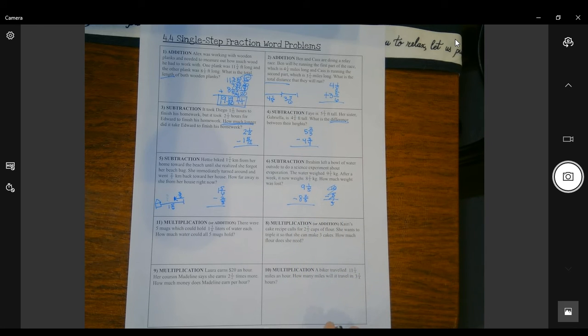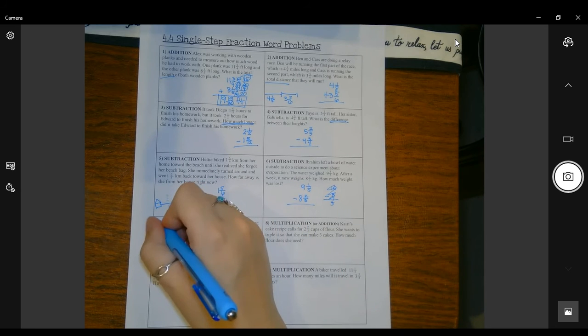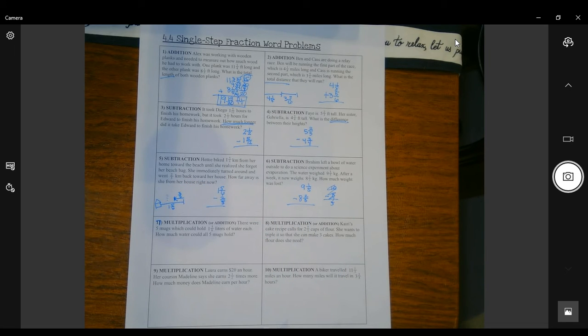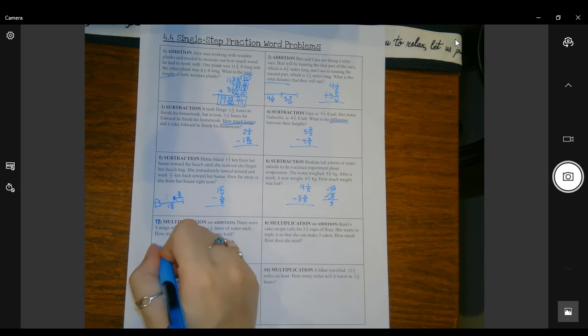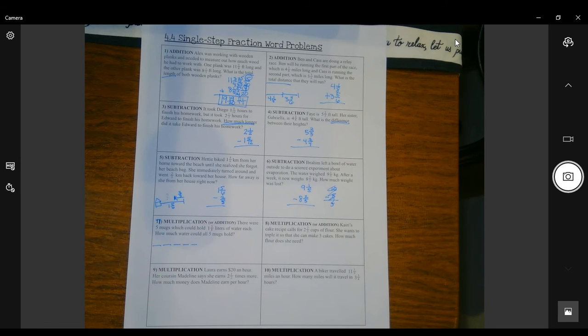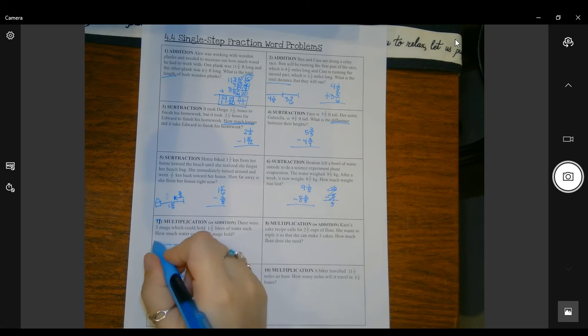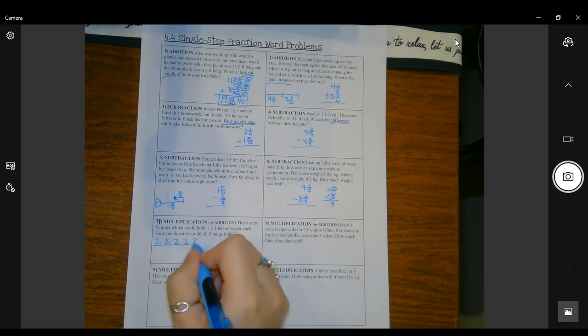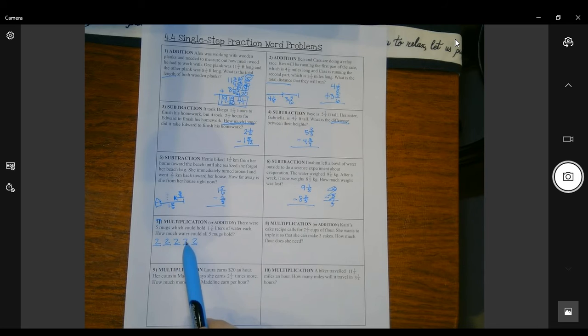Okay, number 7 says there were 5 mugs which could hold 1 3/8 liters of water each. How much water could all 5 mugs hold? Okay, so let's just make it be 2 liters of water, okay? So there's 5 mugs, so 1, 2, 3, 4, 5 little mugs, and each one has 2 liters of water. How much water can all 5 of these hold?